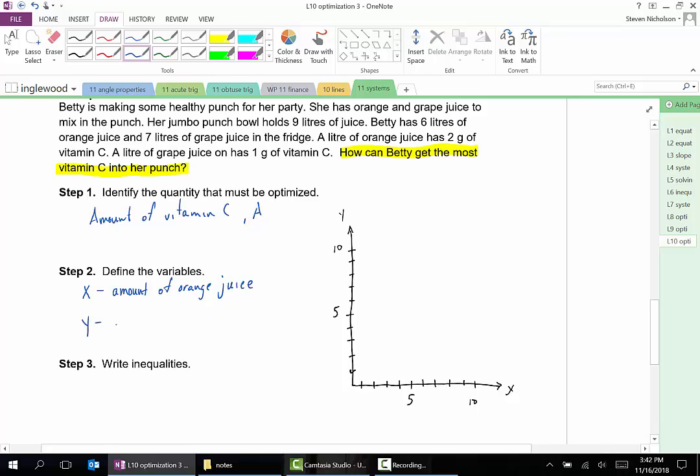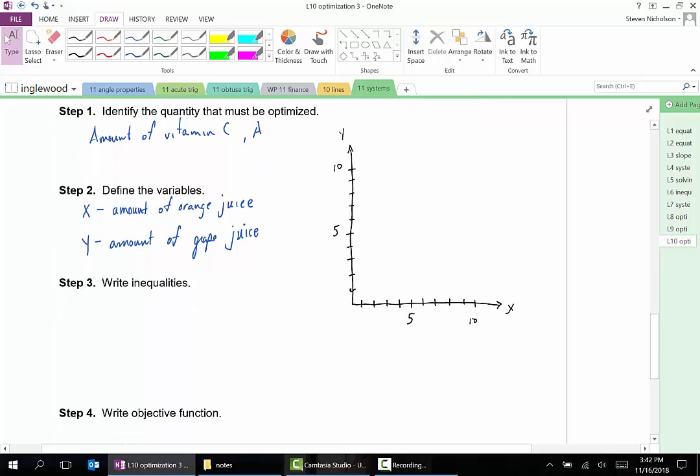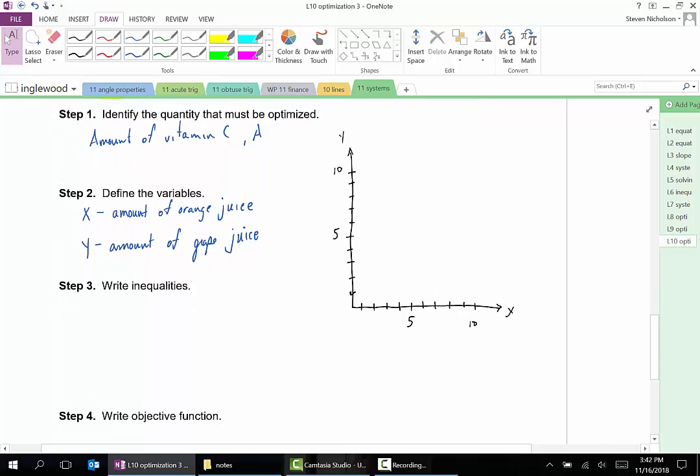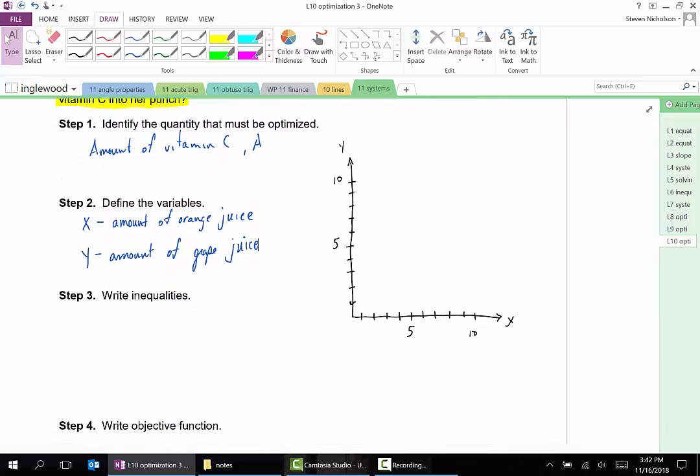And Y would be the amount of grape juice. So if you change the amount of orange juice, you change the amount of vitamin C in that orange juice, and same with the grape juice. So what would our inequalities be? So again, we just go ahead and read off the sentences.